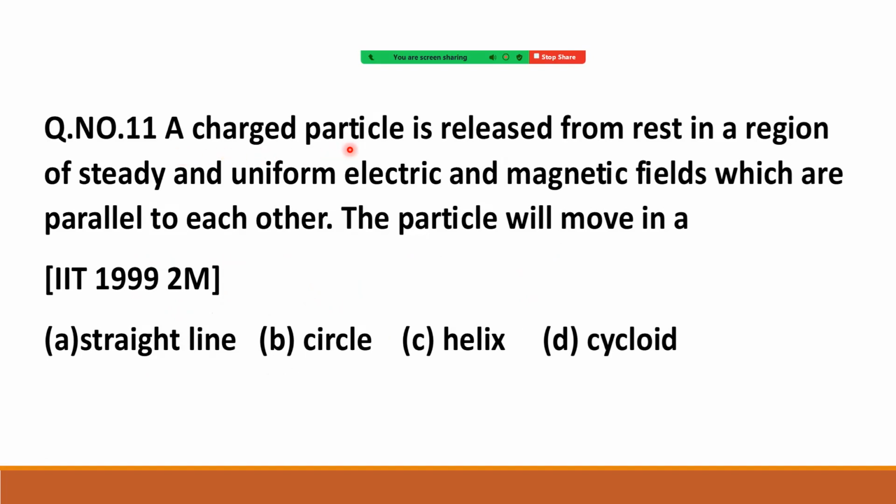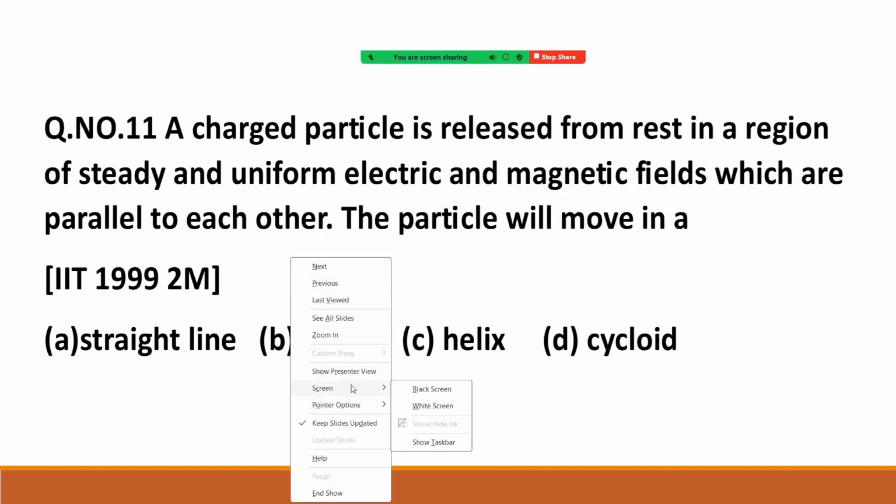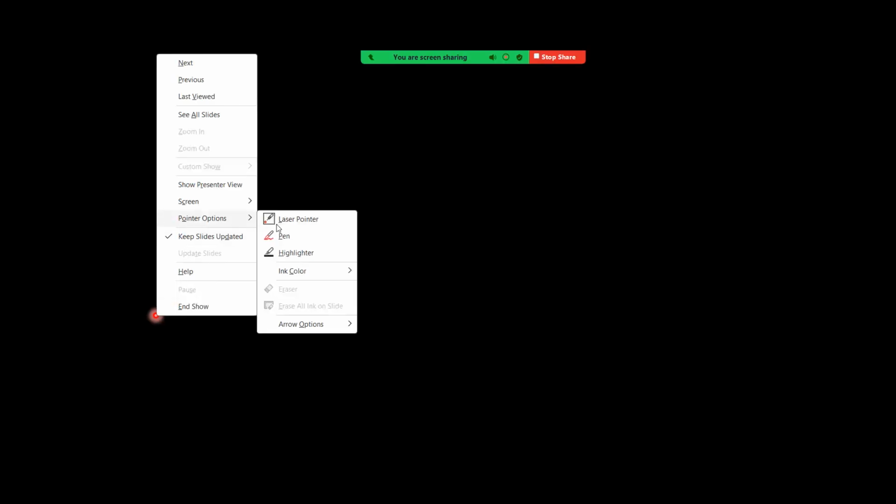A charged particle is released from rest in a region of steady and uniform electric and magnetic fields which are parallel to each other. Given electric and magnetic fields which are parallel to each other. The particle will move in, since 1999 for 2 marks. So we have straight line, circle, helix or cycloid, released from rest. Okay. And these two are parallel to each other. It is a very simple one. Directly you can guess the answer also. Let us see.